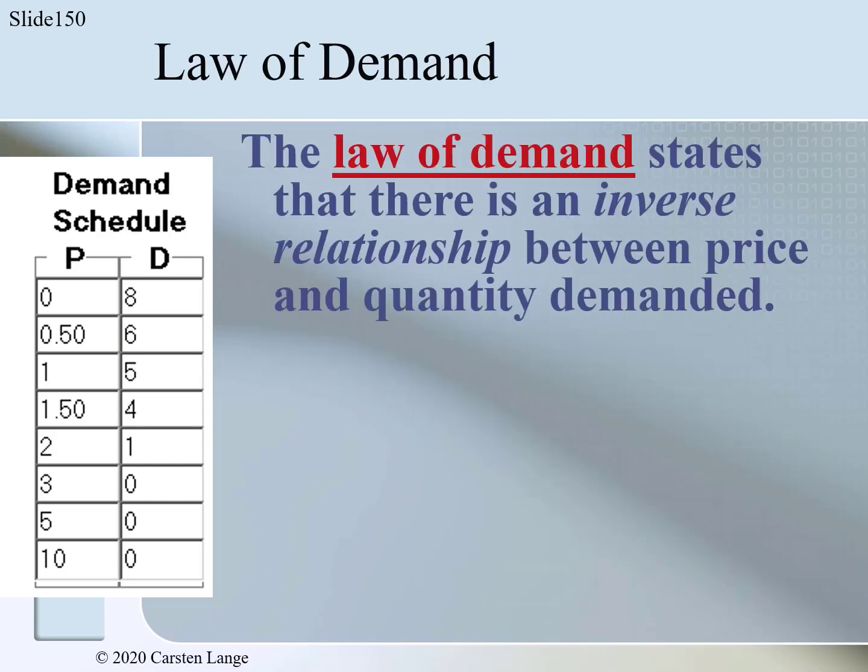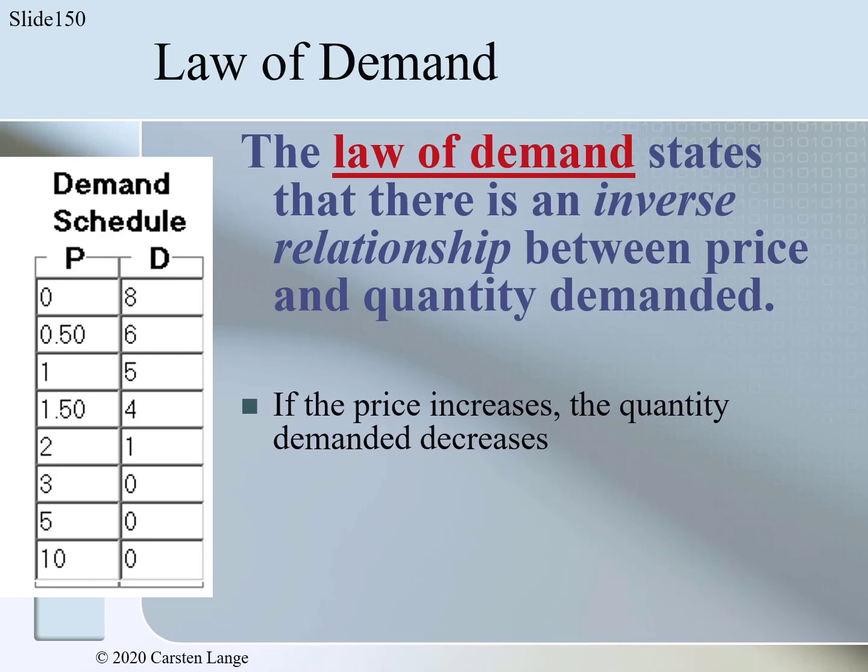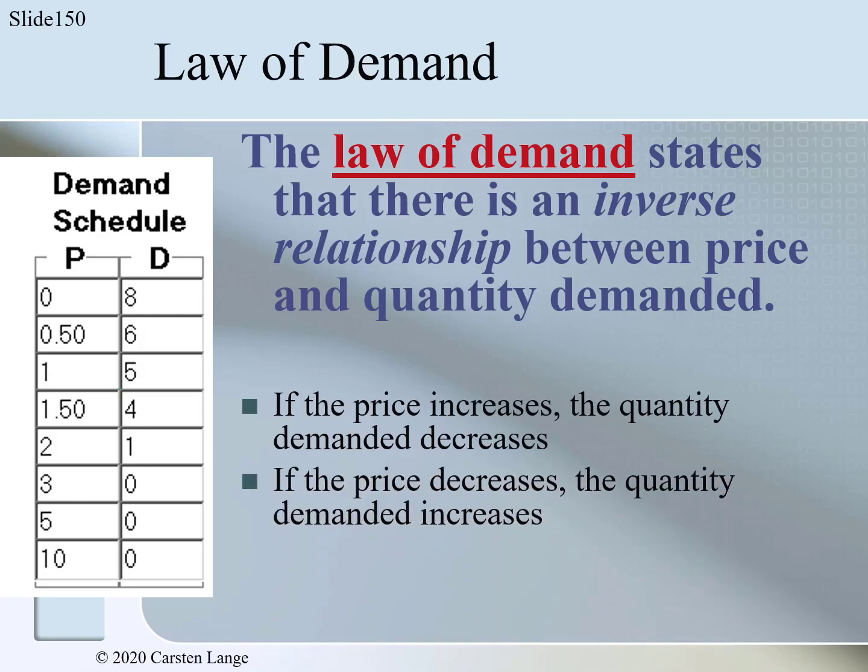The last topic we will cover in this module is the law of demand. The law of demand states that there is an inverse relationship between price and quantity demanded. More specifically, if the price increases, the quantity demanded decreases. Take a look at the demand schedule and you can see it. If we increase the price, the demanded quantity will decrease. On the other side, if the price decreases, the quantity demanded increases. This is also reflected in the demand schedule. A decreasing price leads to a higher quantity demanded.